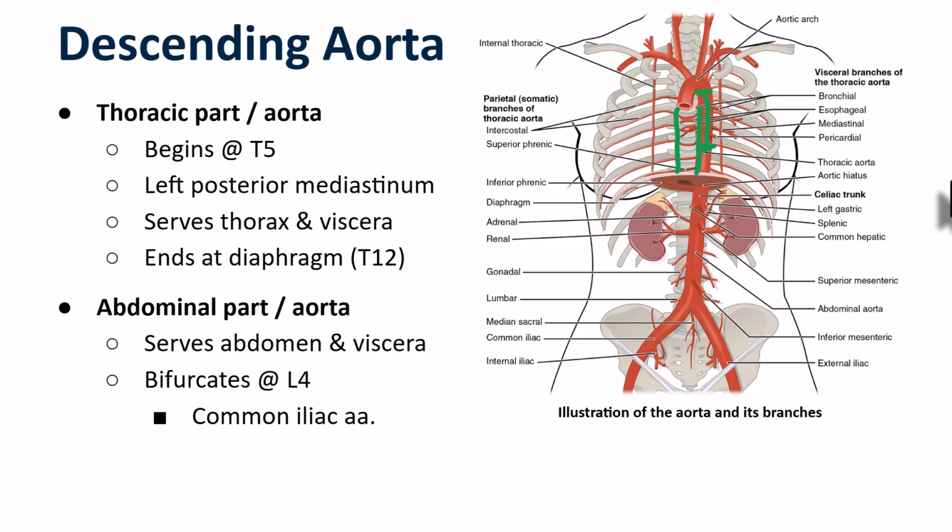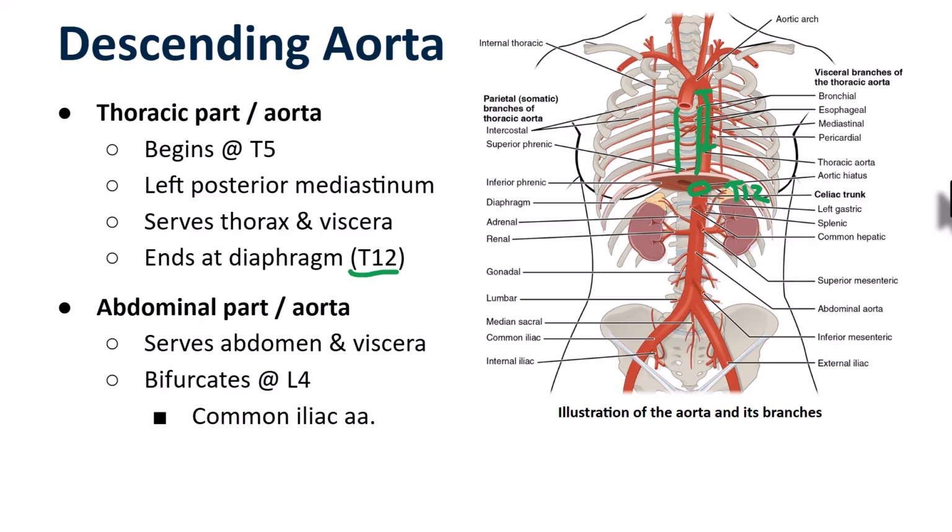This thoracic part of the aorta is going to serve various thoracic viscera as well as the wall, as we'll see. And it ends at the aortic hiatus of the diaphragm, which is at about the level of T12. That's about the lowest extent that the diaphragm will take. So of the three hiatuses, caval, esophageal, and aortic, this one happens to be the lowest.